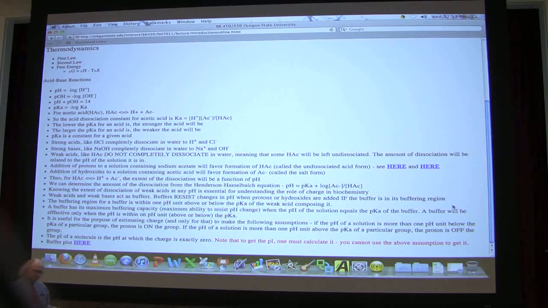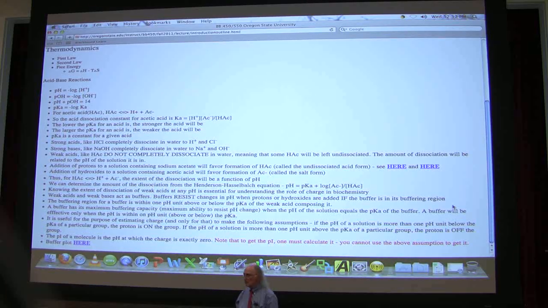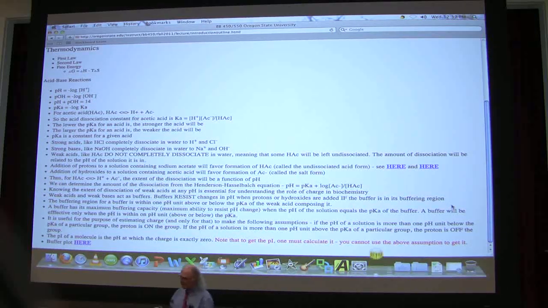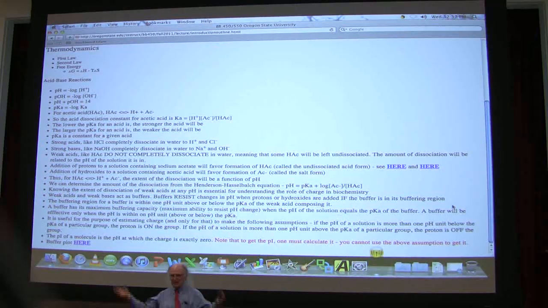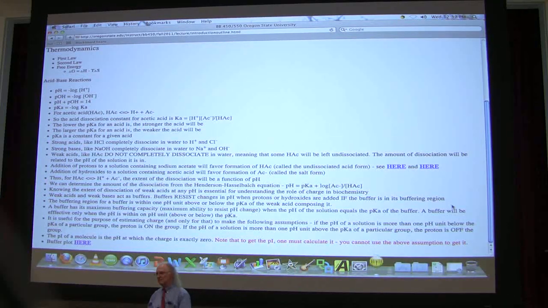Yes, sir. Could it be generalized that the capacity is going to be defined both by concentration and volume combined of the buffer? So the question you're asking is, if I know the total number of moles of buffer, that defines ultimately the capacity, because concentration times volume gives me that. And the answer is yes.